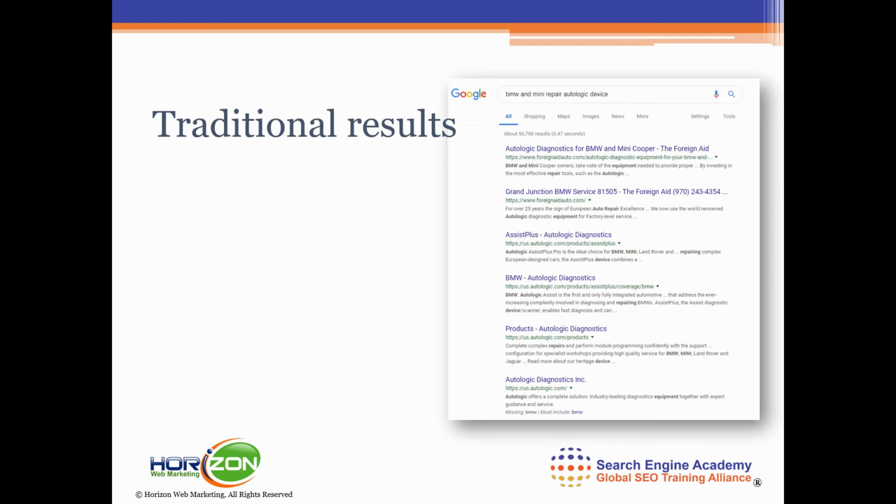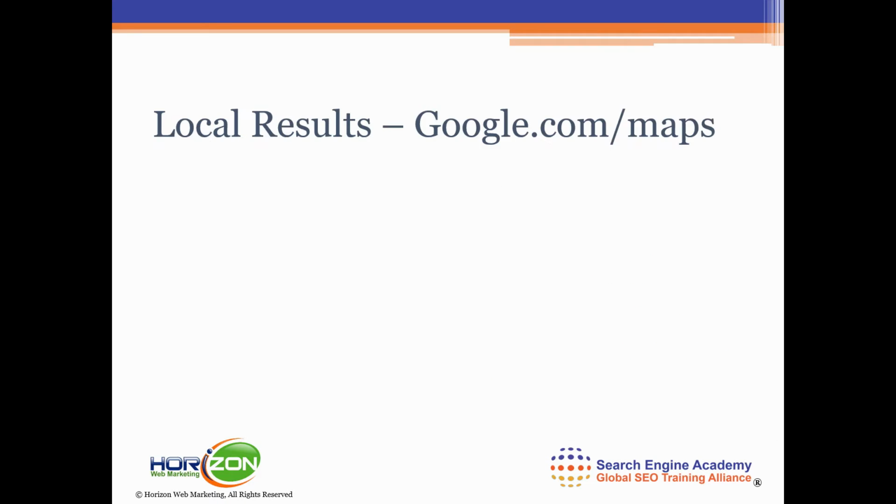So here's what traditional results look like. This goes way back to the beginning of Google. We used to call these the 10 blue listings. I guess they're really more like 10 purple listings. And that is just a simple search at the top and then 10 listings where Google says, hey, these are the best search results that we could find out of, in this case, about 50,000 results. And of those 50,000 results, here's the 10 best on page one.